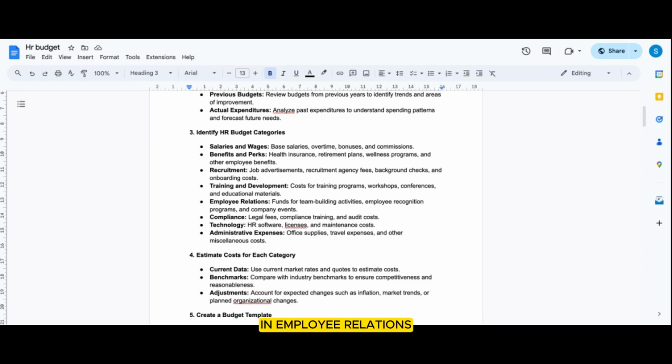In employee relations, we need to put funds for team building activities, employee recognition programs, company events. Compliance means you might have outsourced your PF, ESIC, PT, LWF, all compliances to some vendor, that fee. Compliance training, if you are doing any audits, that fee will come there. Technology means any HR software, could be HRIS, ATS, payroll software you are using, that will come there. And administrative expenses are the next category: office supplies, travel expenses, and other miscellaneous costs.